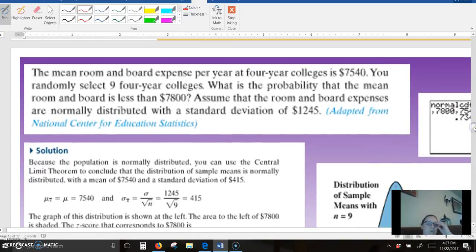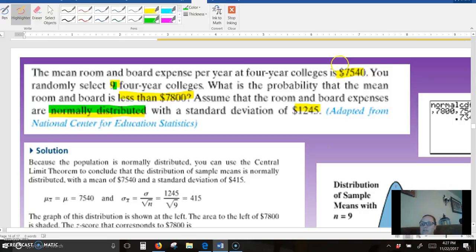All right, so the mean room and board expense per year for your college is $7,540. You select 9 of them for your colleges. What's the probability that the mean is less than 7,800? Assume the board expenses are normally distributed and the standard deviation is 1245. It's 9, so it's less than 30, and if it didn't say it was normally distributed, we could do nothing with the data.